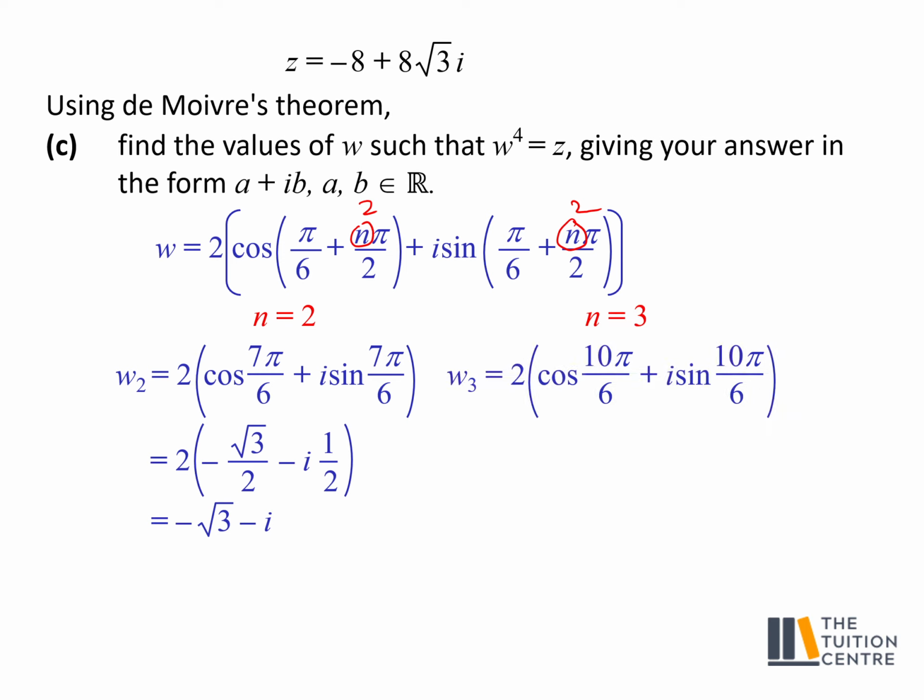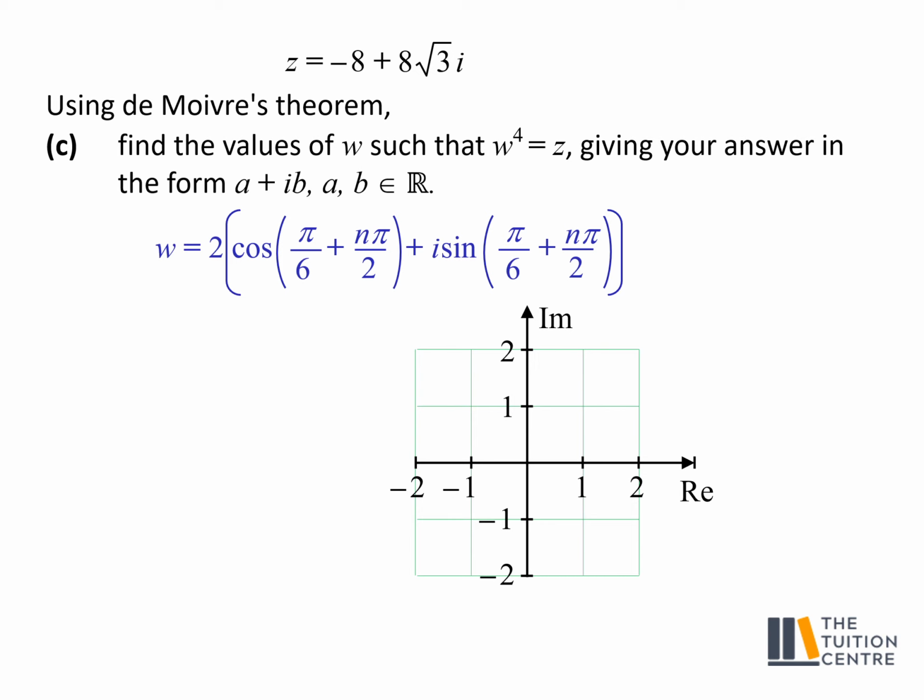And for n equals 3, you get 2 times cos 10 pi over 6 plus i sine 10 pi over 6. So when you're putting in the 3 for n here, you're going to get 3 pi over 2, add that to pi over 6, you get 10 pi over 6. So cos of 10 pi over 6 is a half, sine of 10 pi over 6 is minus root 3 over 2. You multiply through, you get 1 minus i times root 3. This is your complex number in general polar form.